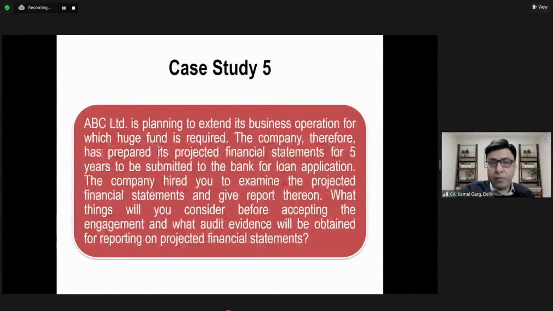Case study number 5. ABC Limited is planning to extend its business operation, for which a huge fund is required. The company has therefore prepared its projected financial statements for 5 years to be submitted to the bank for a loan application. The company hired you to examine the projected financial statements and give a report thereon. What things will you consider before accepting the engagement, and what audit evidence will be obtained for reporting on projected financial statements? I give you 40 seconds to answer.